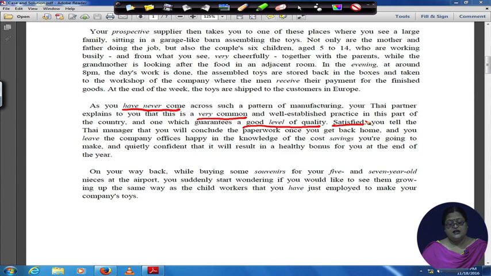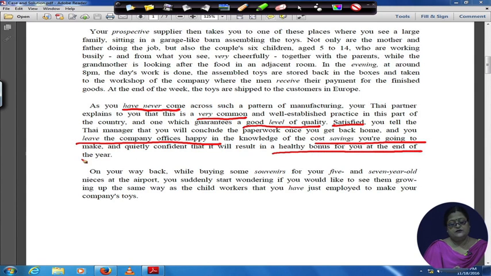Satisfied, you tell the Thai manager that you will conclude the paperwork once you get back home, and you leave the company offices happy in the knowledge of the cost savings you are going to make, and quietly confident that it will result in a healthy bonus for you at the end of the year.